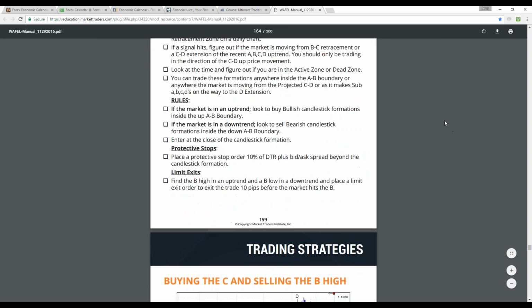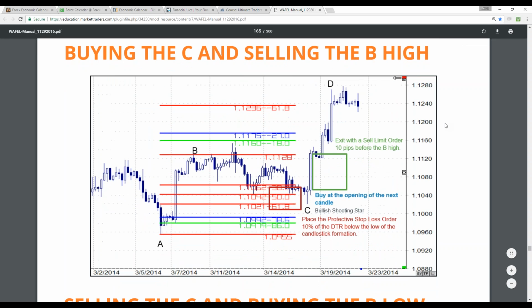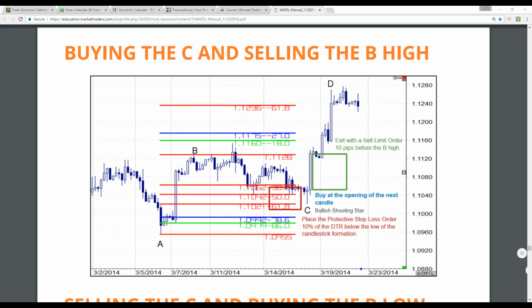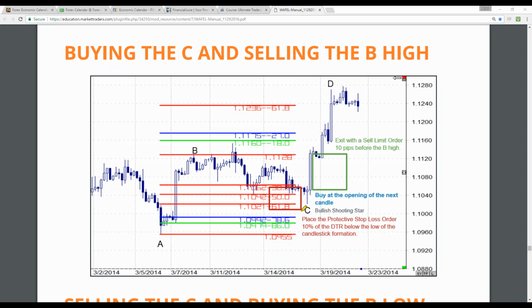So how would that look on a potential setup? Using the same setup from strategy 1, we have the AB, the pullback to the formation of this shooting star. Once the shooting star has closed, I enter immediately at the opening of the following candle. I'll calculate the DTR, let's say it's 150 pips. Then 10% of 150 would be 15. So 15 pips below the candlestick formation low is where I'll place my stop.